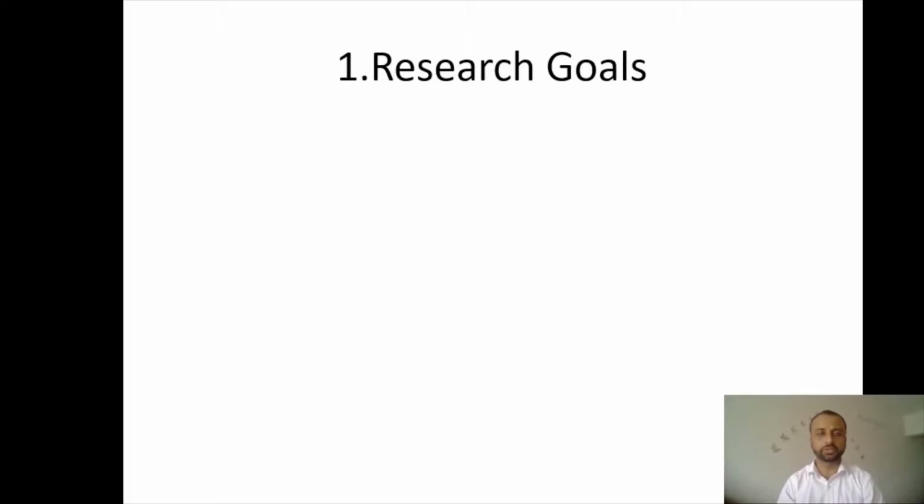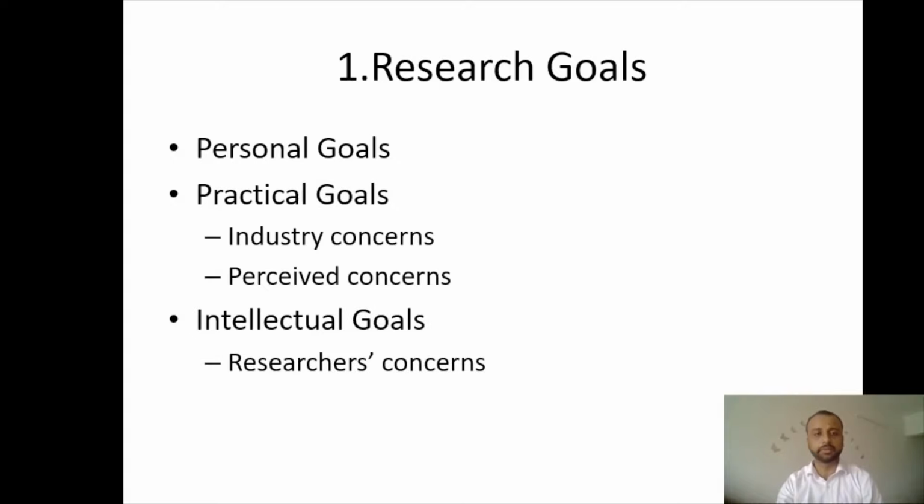Before you get into the journey of qualitative research, you need to answer: what are my goals? As a professor, is my goal to get a promotion, to get a publication, or is it something that I am very curious about, or something that the industry is actually facing, or I have read a lot of literature and come up with a lot of gaps in the research and I want to bridge those gaps? Any of these can be your research goal. So the author says it can be a personal goal, or a practical goal, or an intellectual goal.